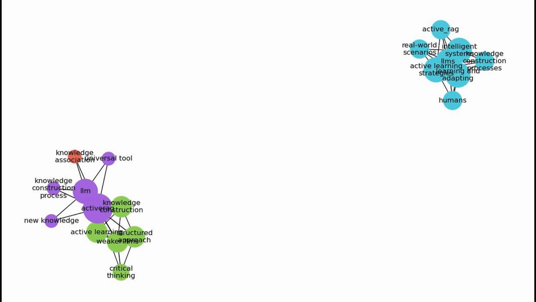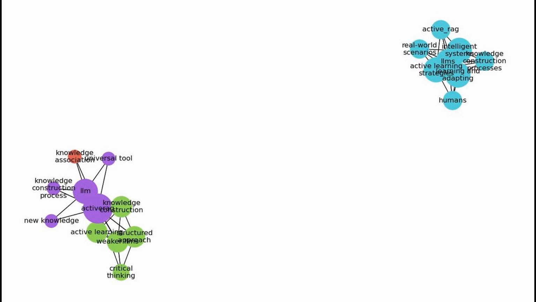The knowledge construction process within ActiveRAG is designed to be versatile, allowing it to generalize across different large language model, LLM, architectures. This means that, regardless of the specific LLM being used, the mechanisms of knowledge construction and cognitive nexus can still effectively enhance its ability to integrate new information.